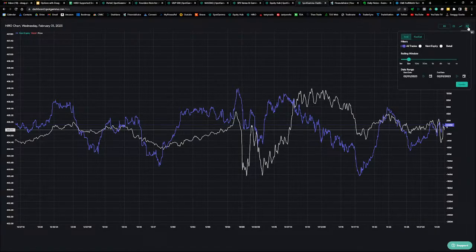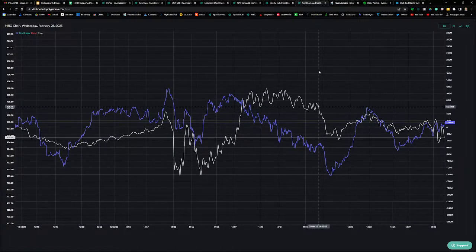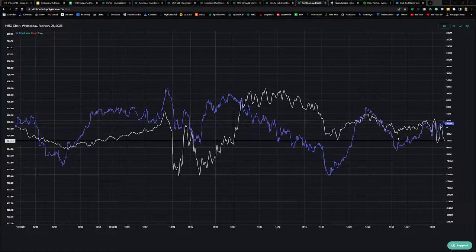So we're on the 5-minute rolling window. So this is pretty fresh data, and I'd say inconclusive at this point. The purple line is pointing up, so taking slightly positive delta positions here.